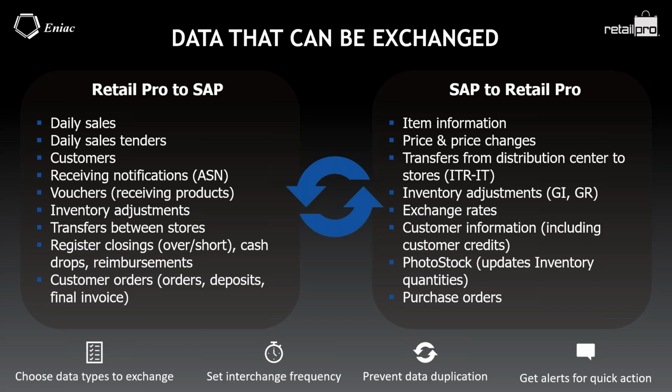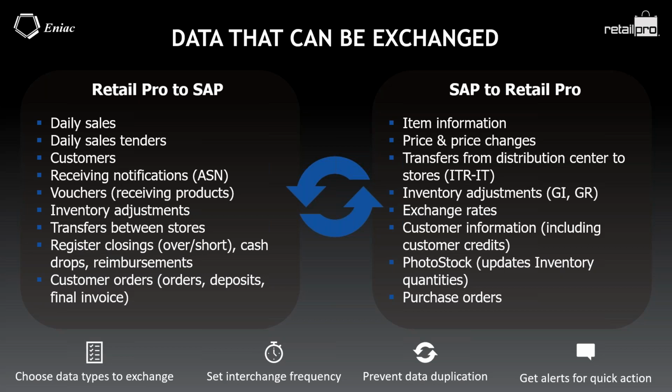For example, normally if you have SAP in your organization, the item information and the prices and the price changes, any change in product information, you do it in SAP. As soon as you do it in SAP, we have to send that information to Retail Pro. Why? Because we need the same information that is used in the physical stores for selling products to be exactly the same in SAP and in Retail Pro.